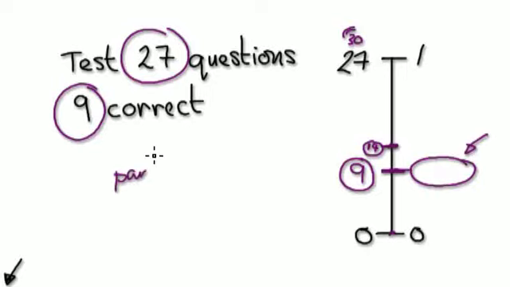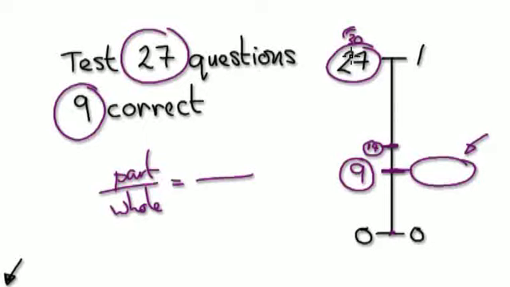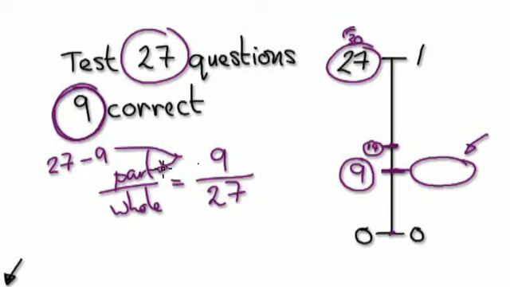It's always part divided by whole. The whole thing here is 27, and the part is nine, because you want to know the percentage of the correct answers. If the question was asking what percentage would be wrong, then you would have to get 27 take away nine, and that would represent your part. But because the question is asking what percentage are correct, you use the nine here, because we are interested in the correct answers.